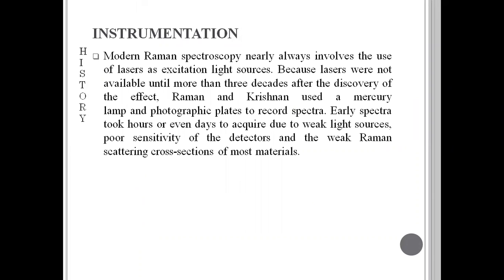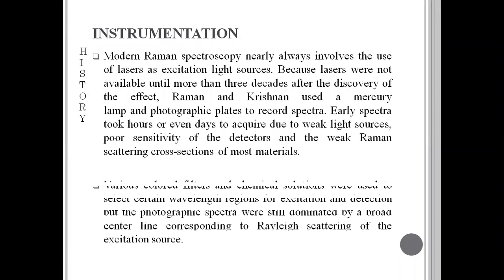Modern Raman spectroscopy nearly always involves the use of lasers as excitation light sources, because lasers were not available until more than 3 decades after the discovery of the effect. Raman and Krishnan used a mercury lamp and photographic plates to record spectra. Early spectra took hours or even days to acquire due to weak light sources, poor sensitivity of the detectors, and the weak Raman scattering cross sections of most materials.